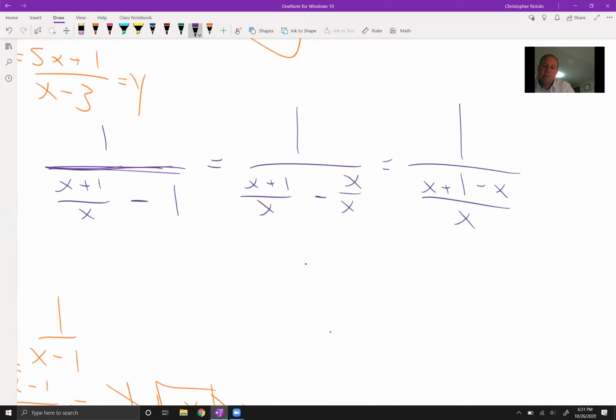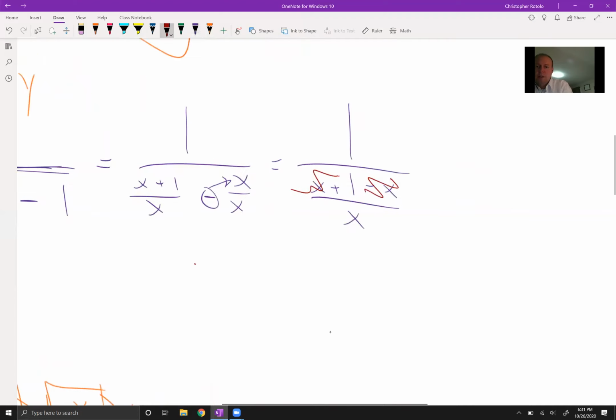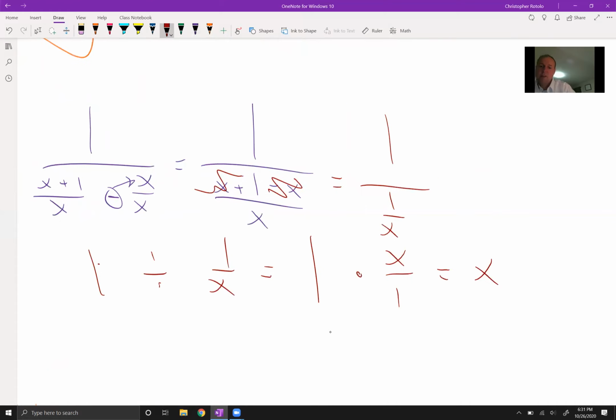So all I did was made this into one big fraction, putting this negative up here. All right, so I have x minus x. All right, so now I have 1 over x. So that's 1 divided by 1 over x, which means I need 1 times x over 1. Well, look at that. We get plain old x out of this whole thing.